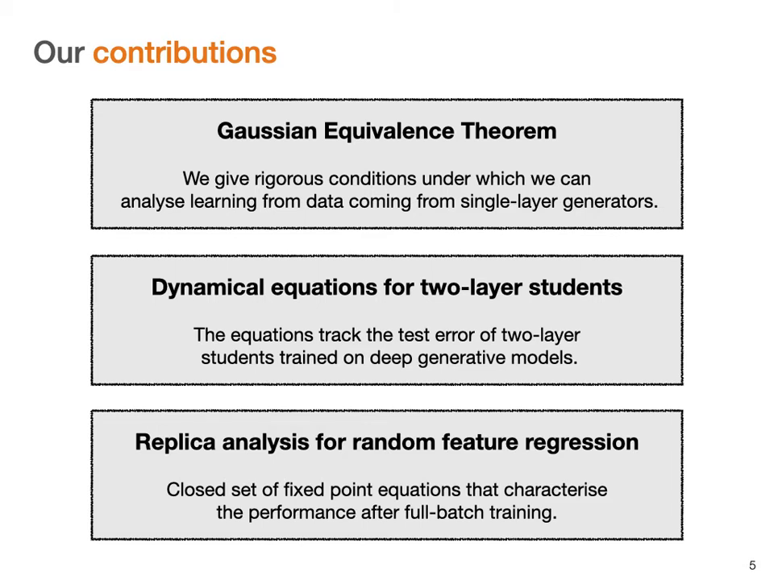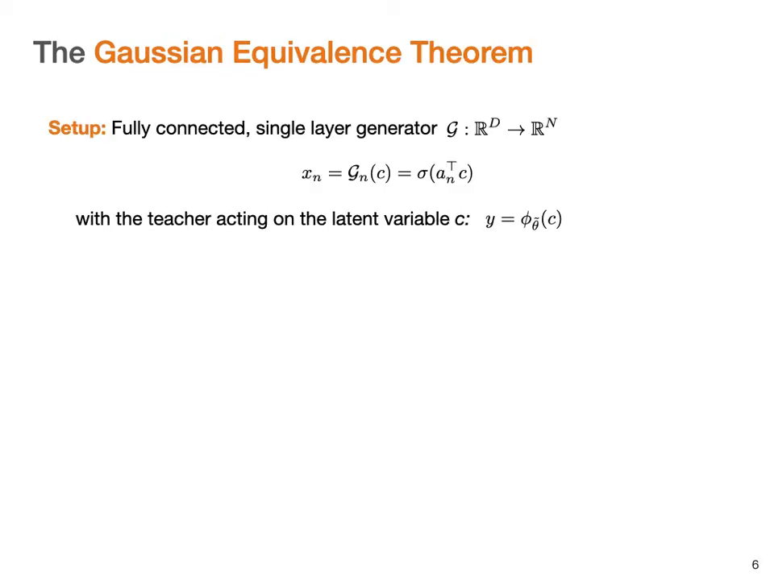We first prove a Gaussian equivalence theorem, or GET, which gives rigorous conditions under which we can analyze learning when data is coming from single layer generators. And in the second part, we then use this GET to derive dynamical equations that describe the dynamics of neural networks trained using stochastic gradient descent, and to do a replica analysis of random feature regression, again when data is coming from this hidden manifold model. Now let's take these things one by one, starting with the Gaussian equivalence theorem.